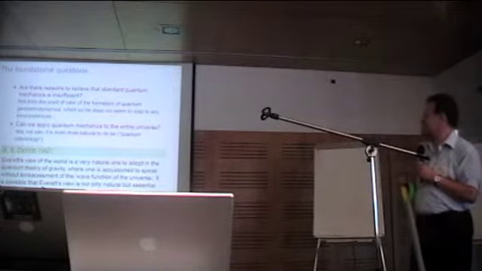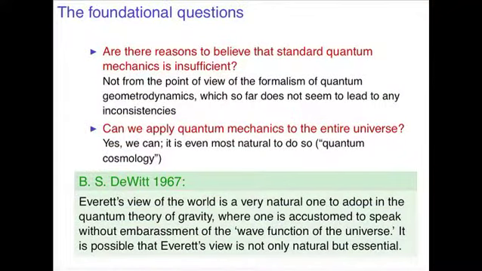The first one: are there reasons to believe that standard quantum mechanics is insufficient? I would say not from the point of view of quantum geometrodynamics, because so far it does not seem to lead to any inconsistencies. It just extrapolates the linear structure of quantum theory. Can we apply quantum mechanics to the entire universe? Yes, we can. It is even most natural to do so, I would say. DeWitt in his pioneering paper wrote that Everett's view of the world is a very natural one to adopt. In quantum gravity, where one is accustomed to speak without embarrassment of the wave function of the universe, it is possible that Everett's view is not only natural but essential. And if you look into the work on quantum cosmology, usually you do not modify the linear structure.